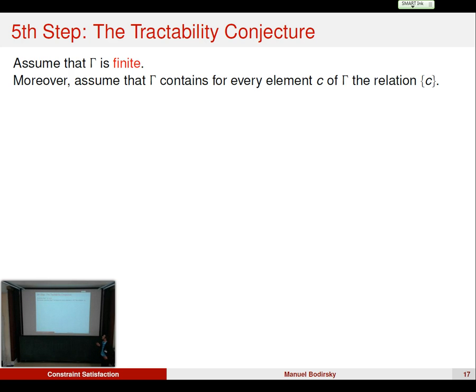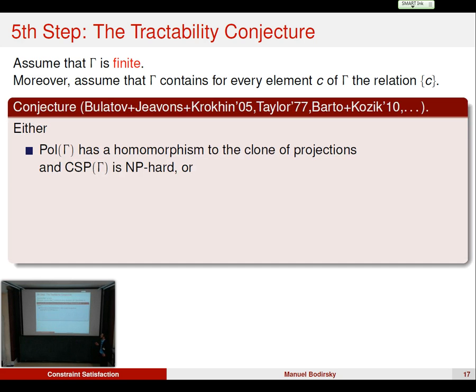If gamma is a core, you can do this. You can add those relations, and you will not change the computational complexity. It's a basic fact. So this is a without loss of generality assumption, but it's important for the next conjecture, which is actually a theorem to a large degree. So what is this conjecture?